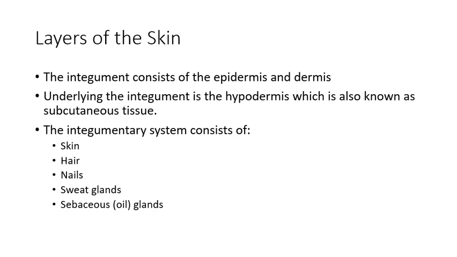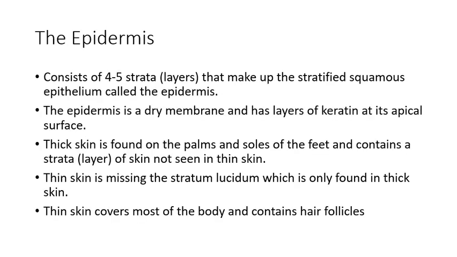It is connected to underlying tissues by the hypodermis, which includes fibrous connective tissue and fat, and that hypodermis is also known as subcutaneous tissue. But what else is in the integument? Well, the integumentary system consists of skin, hair, nails, sweat glands, and sebaceous glands, also known as oil glands.